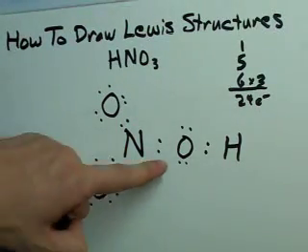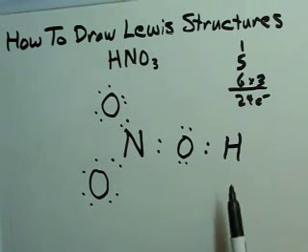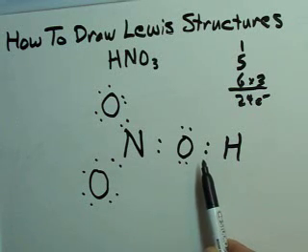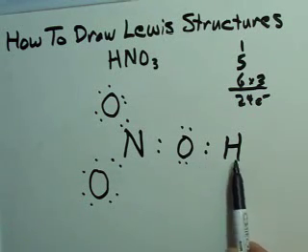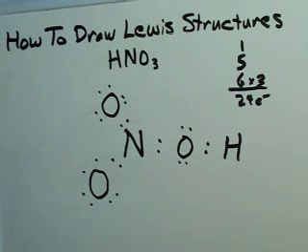Each of the oxygens now, if you notice, satisfies the octet rule and has 8 electrons around it. Hydrogen only needs 2 electrons around it. It satisfies the octet rule like this as well. Nitrogen, on the other hand, still needs 2 more electrons to satisfy the octet rule.